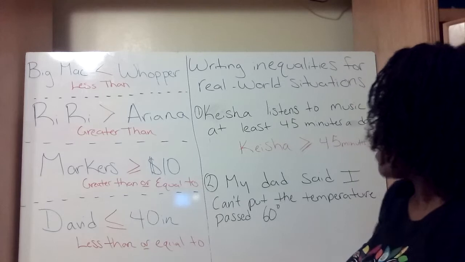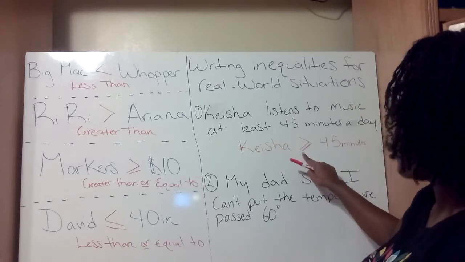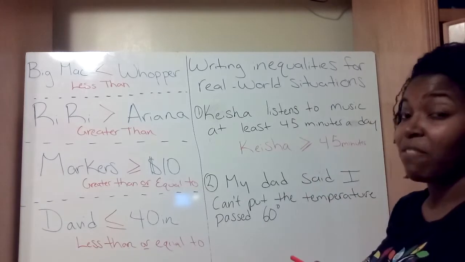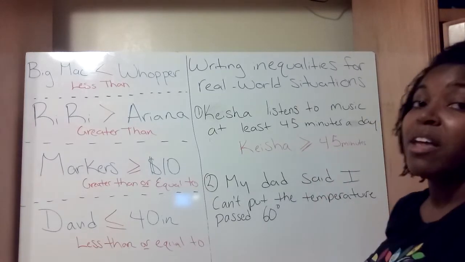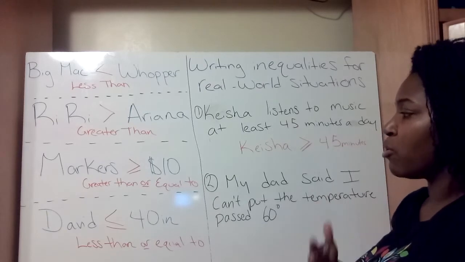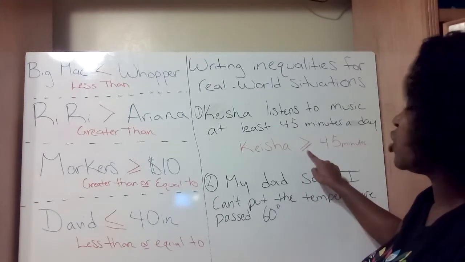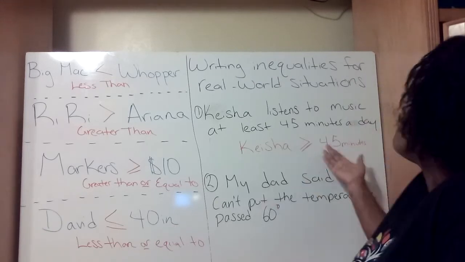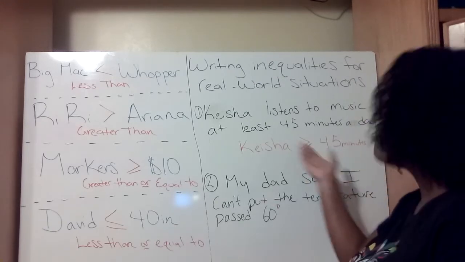Okay, so I knew to add that equal to sign right there because it says at least. So at the very minimum, I need to include that 45. So when you need to include the lesser value or the greater value, you want to make sure you have the or equal to. Okay, because it might just be 45 minutes. Or it might be more than that.